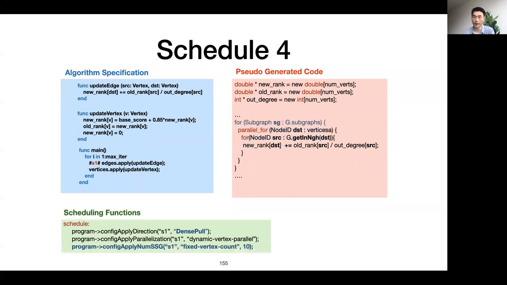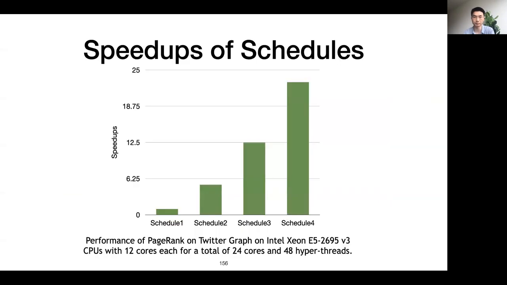You can further apply the partitioning technique that we talked about in the first part of the talk by using the configure apply num segment subgraph API. And this would just introduce another layer of for loop on the outermost level that makes sure we process one subgraph at a time. Here we show the performance of different schedules, where the y-axis is the speedup over the sequential push schedule. And we show that as we find increasingly better combinations of optimization strategies, the performance also increases accordingly.